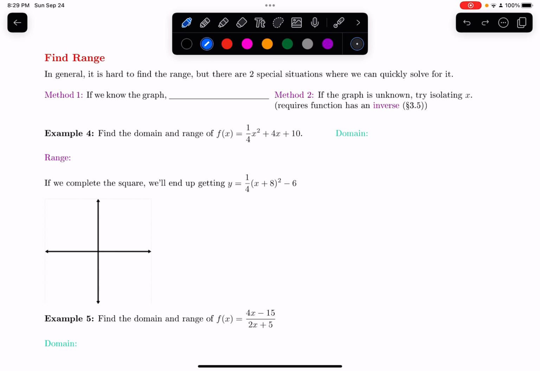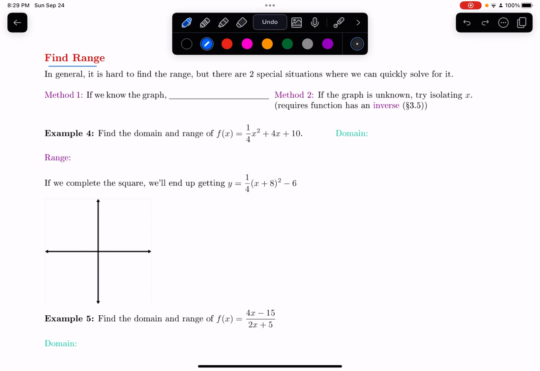In this video, we're continuing section 3.1 on the definition of a function. And in this video, we'll discuss how we can find the range of a function. So in general, finding the range of a function is a hard problem, but there are two special situations where we can solve for it quickly.